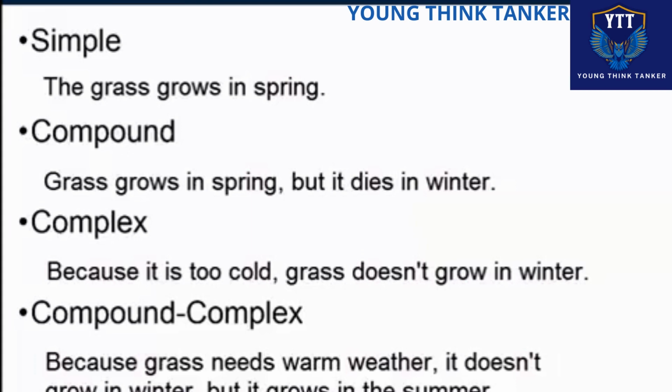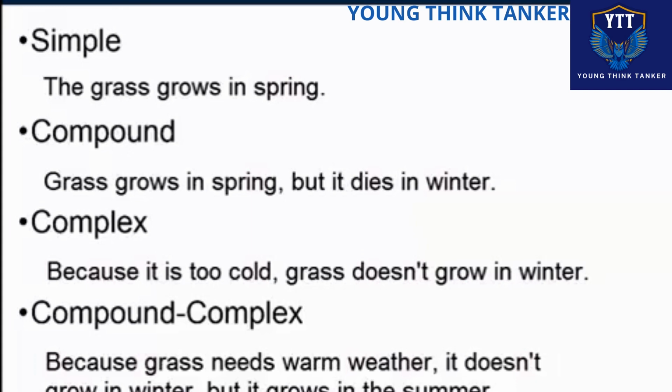The third type of sentence is complex. Complex sentences have at least one independent clause, or one simple sentence, and at least one dependent clause. A dependent clause is not a simple sentence. So look at the independent clause first. Grass doesn't grow in winter has a subject and a verb, just like our simple sentence up here.